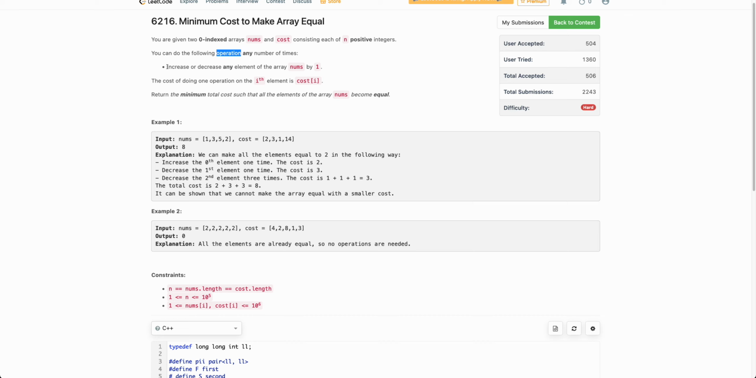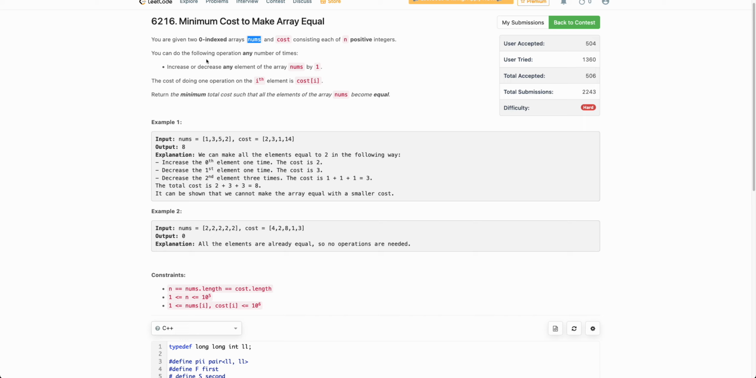What is the operation? The operation is you can increase or decrease any element of nums by one. Okay, and whenever you perform one operation, you will be paying cost of I, where I is the index of the element which you are modifying, which you are either increasing or decreasing. Now the final goal is to make every element of nums equal.